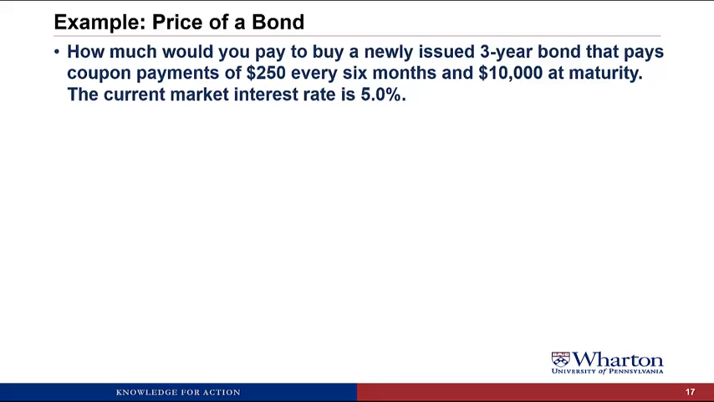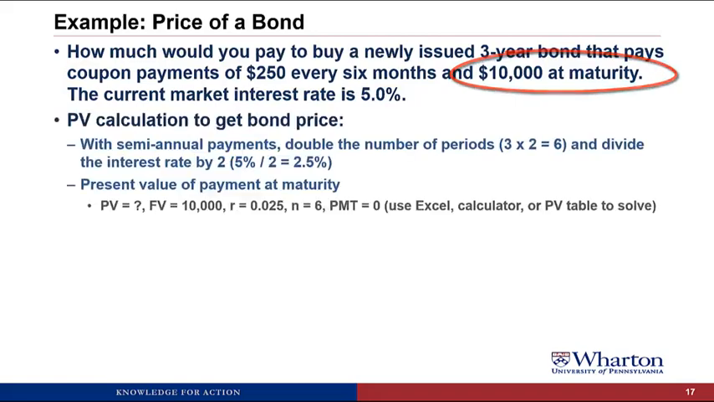So notice that there's really 2 different payment streams here that we need to take the present value of. First, we have the present value of an annuity. We're getting $250 at the end of every 6 months, so we can use our present value of an annuity calculation. Then we're getting $10,000 in a lump sum at maturity. There we're going to look at the present value of a future value.